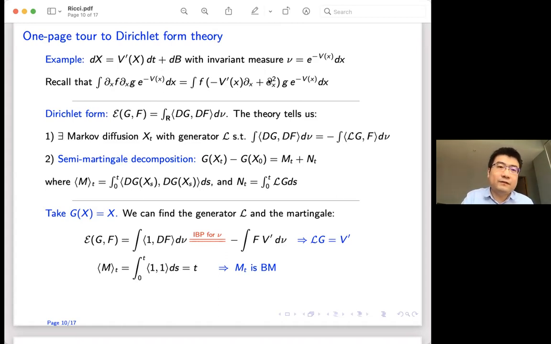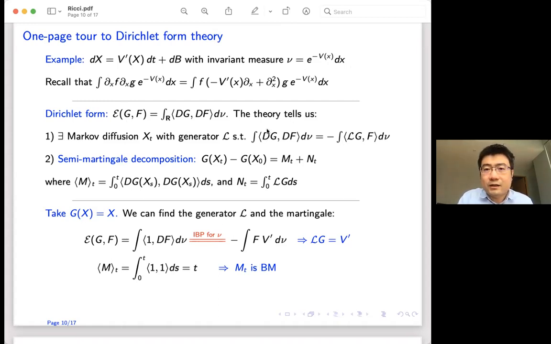So the Dirichlet form says, okay, suppose you don't know this. Suppose you never learned Itô calculus. How do you use the Dirichlet form to generate a stochastic process such that this is the invariant measure? Okay, first we define the Dirichlet form. So for any two functions f and g, again, everything is just one dimensional, just a simple example. The Dirichlet form of f and g is just defined as the scalar product of df and dg, where nu is the measure.